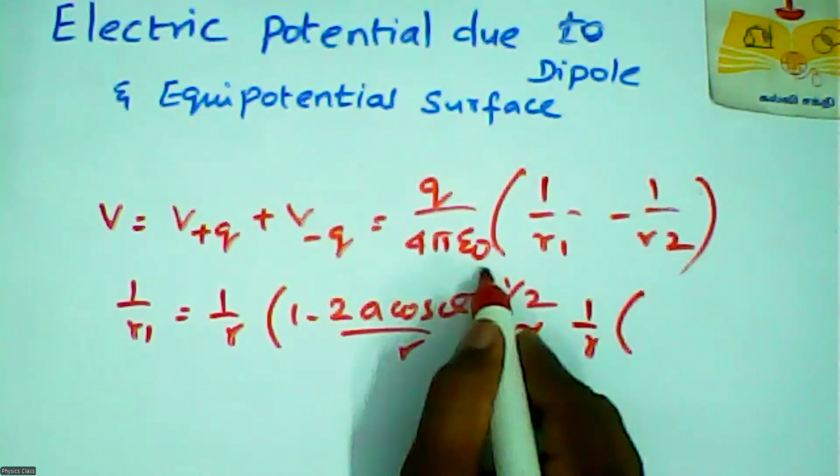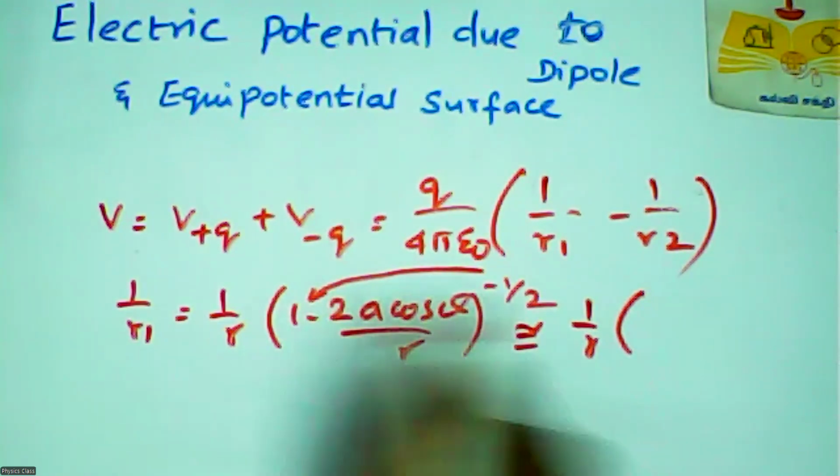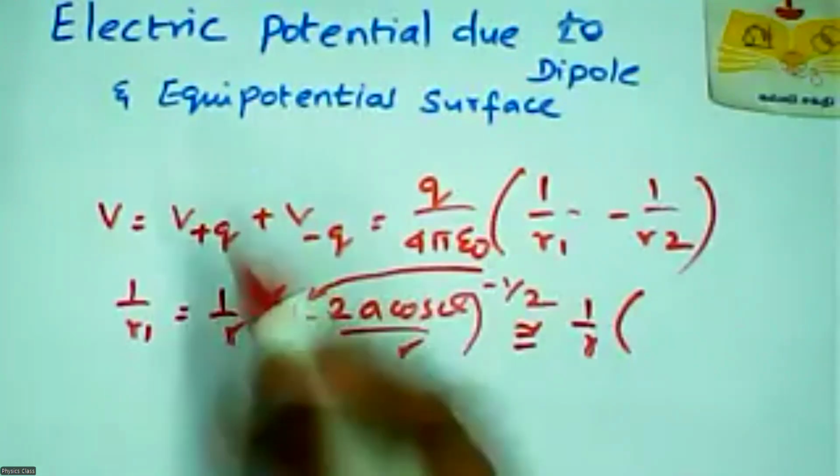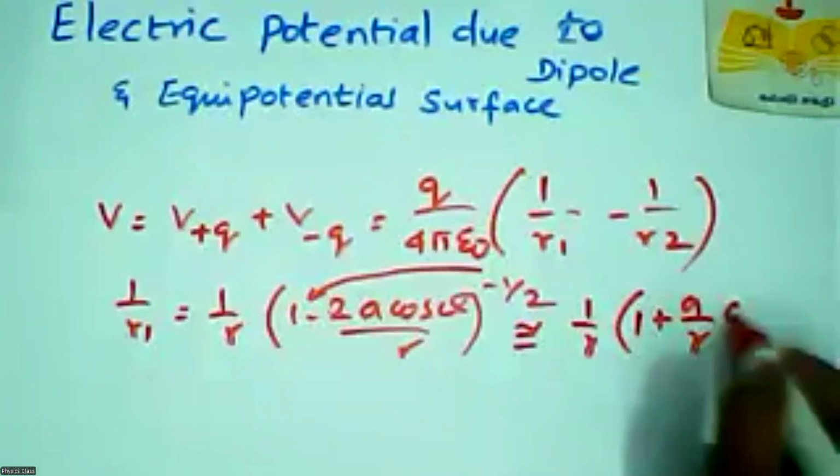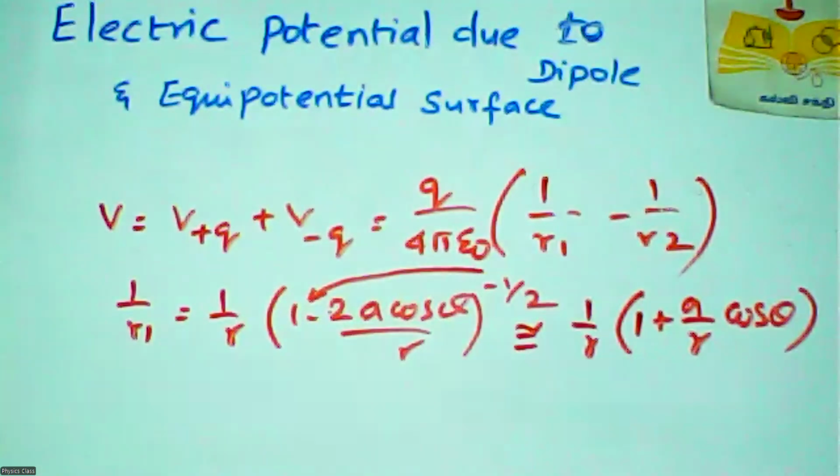This minus 1 by 2 goes here. So 2 cancel and minus into minus plus. Already you know that. So 1 plus A by R cos theta. So this is all for R1. That means 1 by R1. Okay.